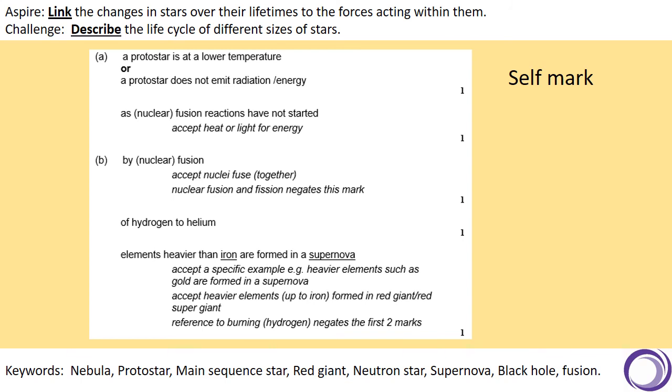So part B, it's by nuclear fusion. Don't use the word atoms there, and don't mention nuclear fission. That's something that we use in a power station to split atoms. So it's fusing nuclei together, and it's hydrogen that's been fused together to make helium. And then the heavier elements, heavier than iron, are formed in a supernova.